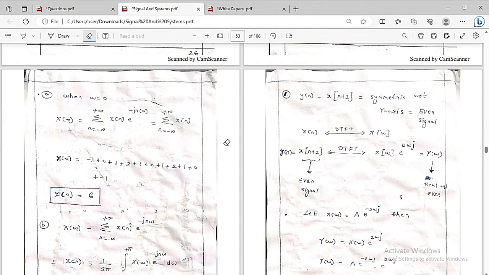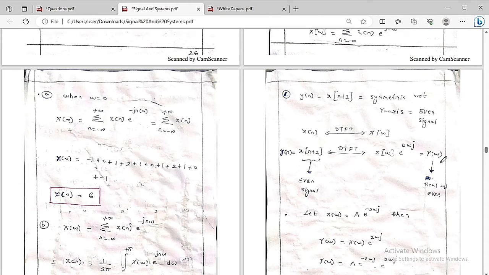So I have wrapped this part. Now everything is clear. As you can see, y of n is the even signal. Then what is y of omega? As y of n is the even signal, and I've already told you, the discrete time Fourier transform will be real and even in nature. Whether it is the continuous time case or the discrete time case, the phenomenon is the same.